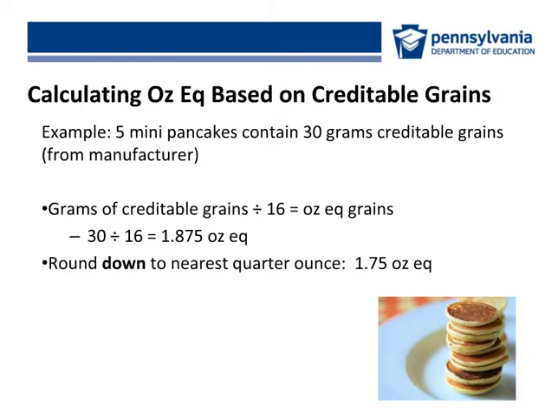So we divide the 30 grams of creditable grains by 16 to get 1.875 ounce equivalents. Because we always round down to the nearest quarter ounce equivalent, our answer becomes 1.75 ounce equivalents.